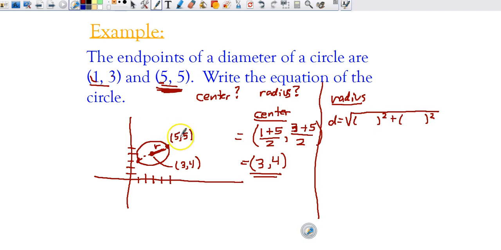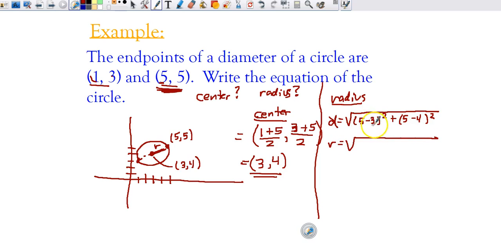Remember, the distance formula is x2 minus x1 squared, so that'll be 5 minus 3 squared, plus y2 minus y1 squared, so the quantity 5 minus 4 squared. And after we square them and add them, we're going to take the square root. So that radius, I should have written r, but that distance is the radius.